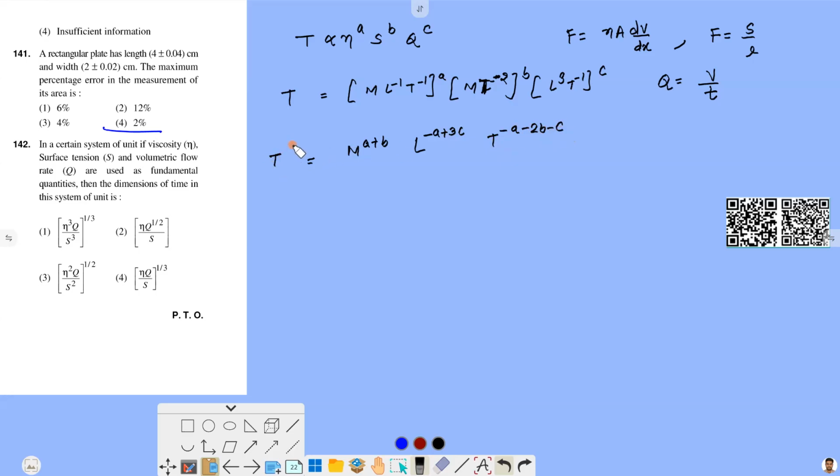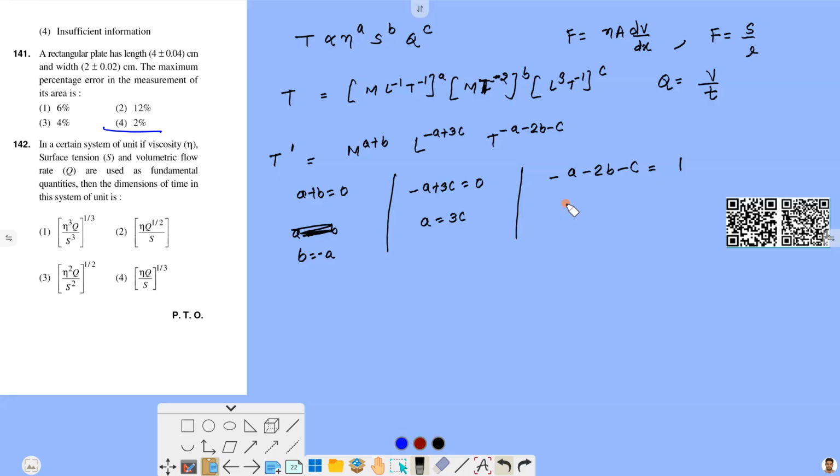And here we have M T raised to power 1. So A plus B will be equal to 0. So from that A is equal to minus B, or let us write B is equal to minus A. From here we will get minus A plus 3C is equal to 0. So A is equal to 3C. And from here we will get minus A minus 2B minus C is equal to 1.